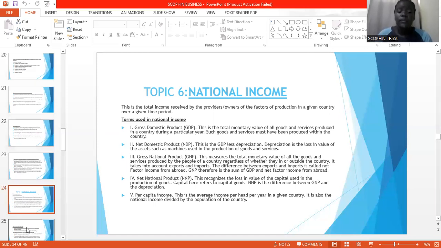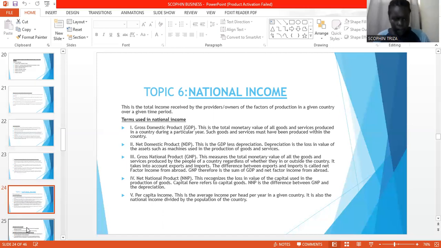And then the fourth term is the net national product, NNP. It recognizes the loss of value in the capital used in the production of goods. Now, capital here refers to capital goods, and the net national product is the difference between the gross national product and the depreciation. And the depreciation, we said, is the loss in value of an asset.